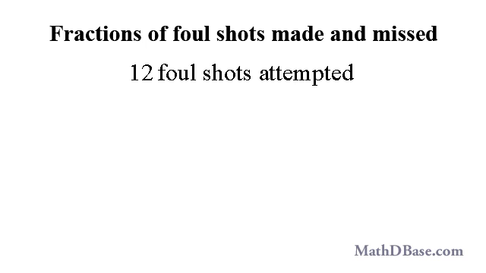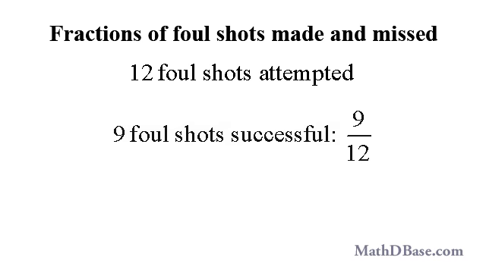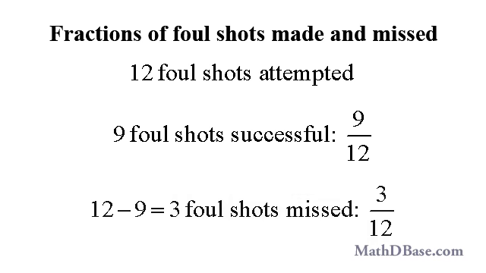If Kevin Durant attempted 12 foul shots during a basketball game and made 9 of them, what fraction represents the made foul shots, and what fraction represents the missed shots? In this case, the whole is the total number of foul shots attempted. The fraction of foul shots that was made was 9 of 12, or 9 over 12. The number of missed foul shots is the difference between the number of foul shots attempted and the number that were made, or 12 minus 9, which is 3. So the fraction of missed foul shots is 3 of 12, or 3 over 12.